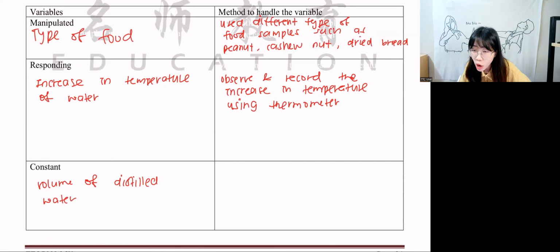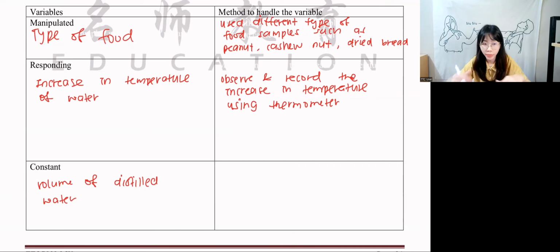I'm confused for RV. When do we have to write? Okay, if you don't know whether to write your increase in temperature of water or you can just write energy value, both answers are also correct. It doesn't matter whichever you want to write. If you want the easy one, just write energy value because energy value is the easiest responding variable. If you need to have explanation, then your increase in temperature absorbing heat will be your explanation for your energy value. So if you want to write a responding variable without method to handle, you can write either one.